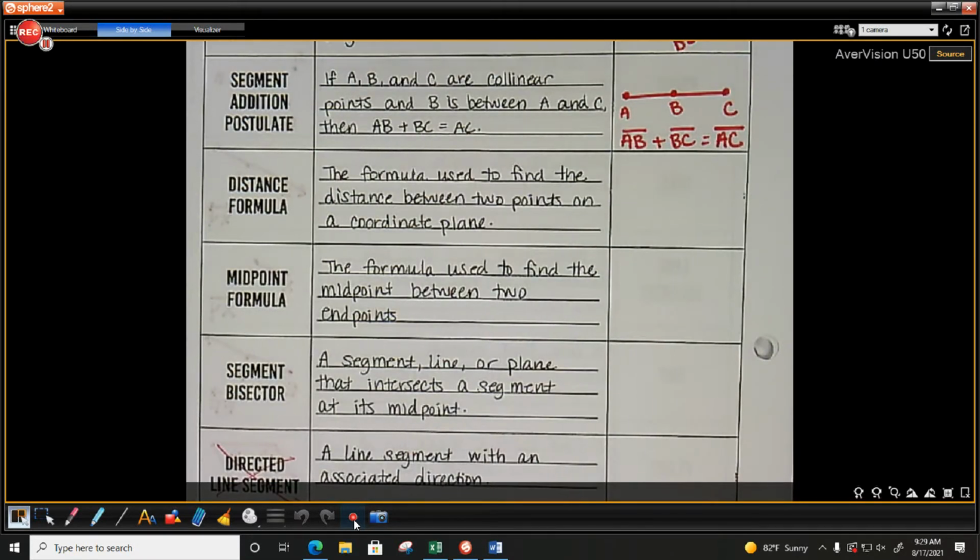Pretty logical, right? If you have one long piece and you break it up into two smaller pieces, you add the two smaller pieces together, you get the long piece. Good?